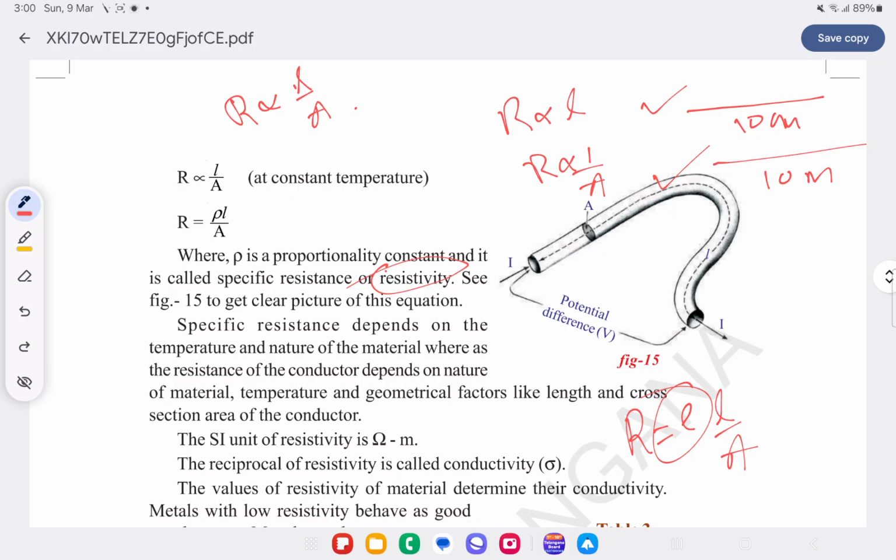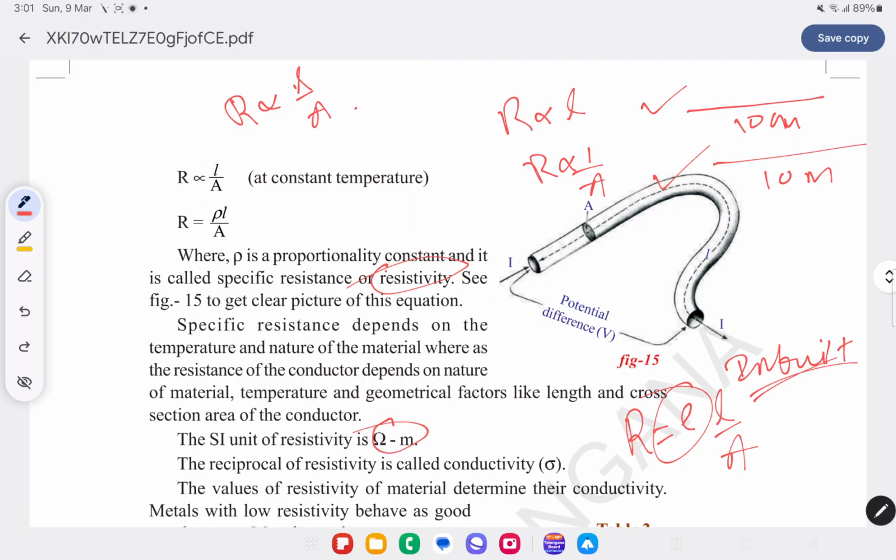The conductor may be 1 centimeter or 1 kilometer. If it is made up of the same material, then its resistivity will remain the same. That means resistivity is an inbuilt property of any material. Getting? It won't change. You cut the material 100 times, then also resistivity will remain the same. Diameter may change, length may change, but resistivity won't change as long as the material is the same. If the material is changing, then obviously resistivity will change. Clear with this point? And the SI unit of resistivity will be ohm meter.